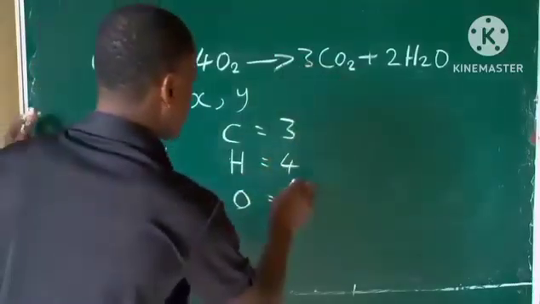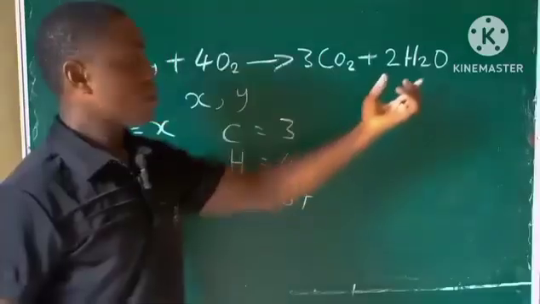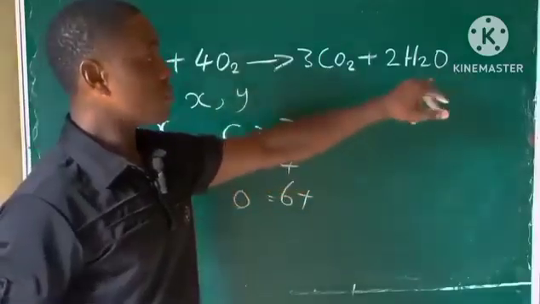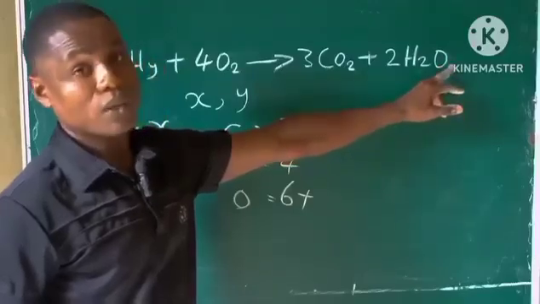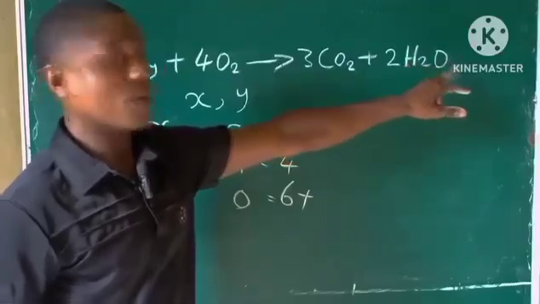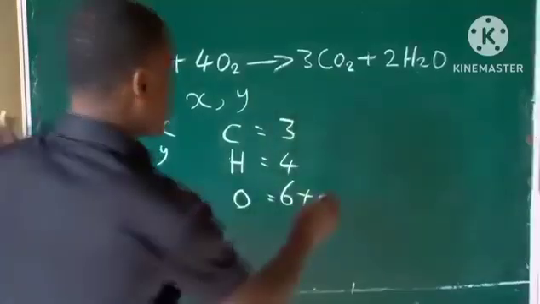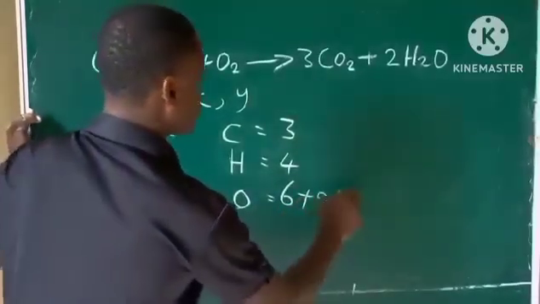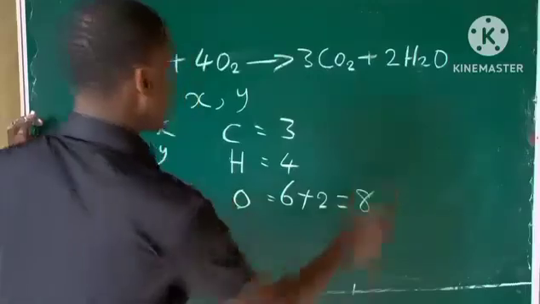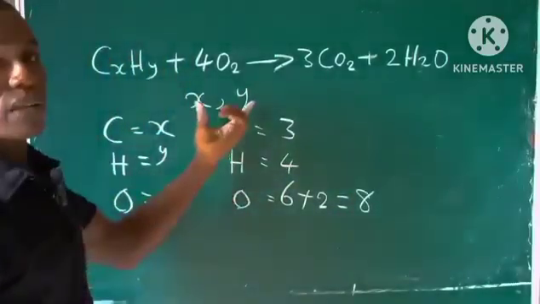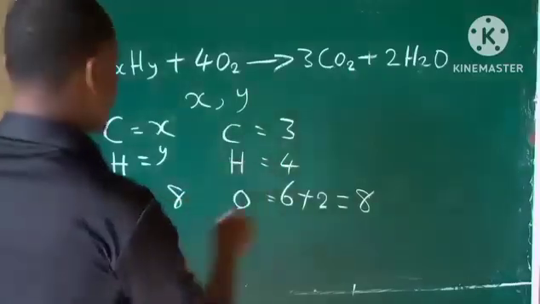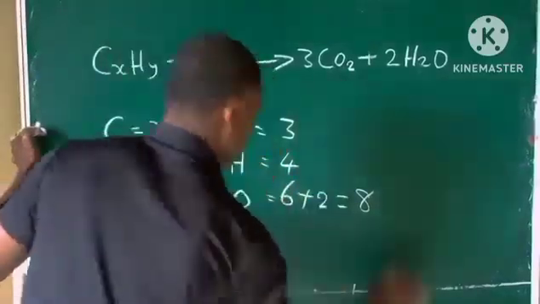Okay, so 6 plus, look at the other oxygen here. This oxygen has 2 atoms. Are you getting it? Here we have only 1 atom here. So 2 times this one will give us what? 2. So 6 plus 2 is 8. Are you getting it? But in the equation, we are asked to find the value of x and y, right? So let's equate them. Here we have 8.